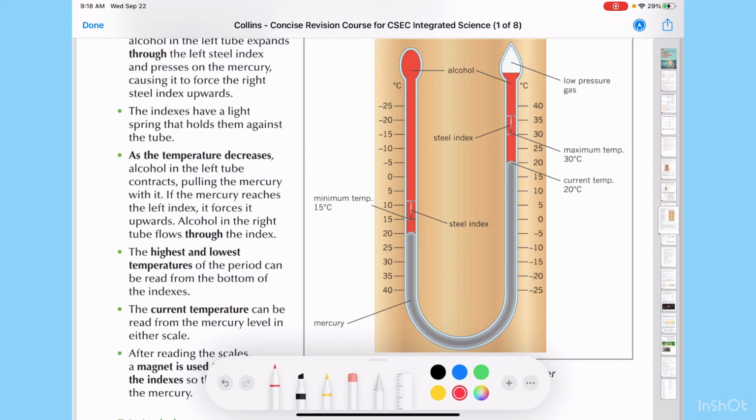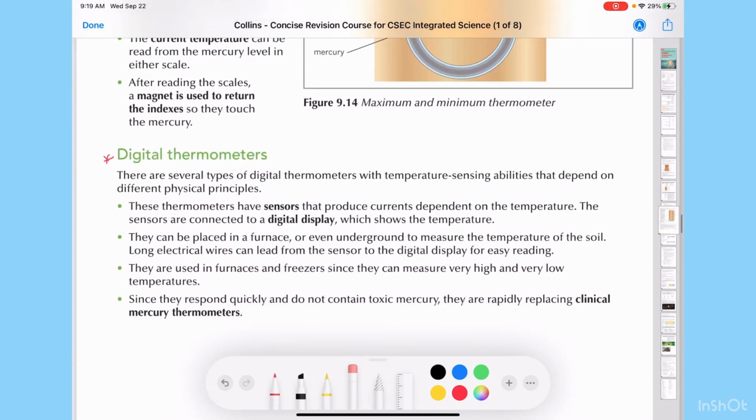So if you look at it on this side, it says 20 as well as on this side, and that is your current temperature. So your current temperature can be read either from the left or right because it will read the same, but the minimum temperature is read below the Steele index on the left, and the maximum temperature is read below the Steele index on the right. Alright, so it's a very useful tool if you want to measure temperatures over a period of time.